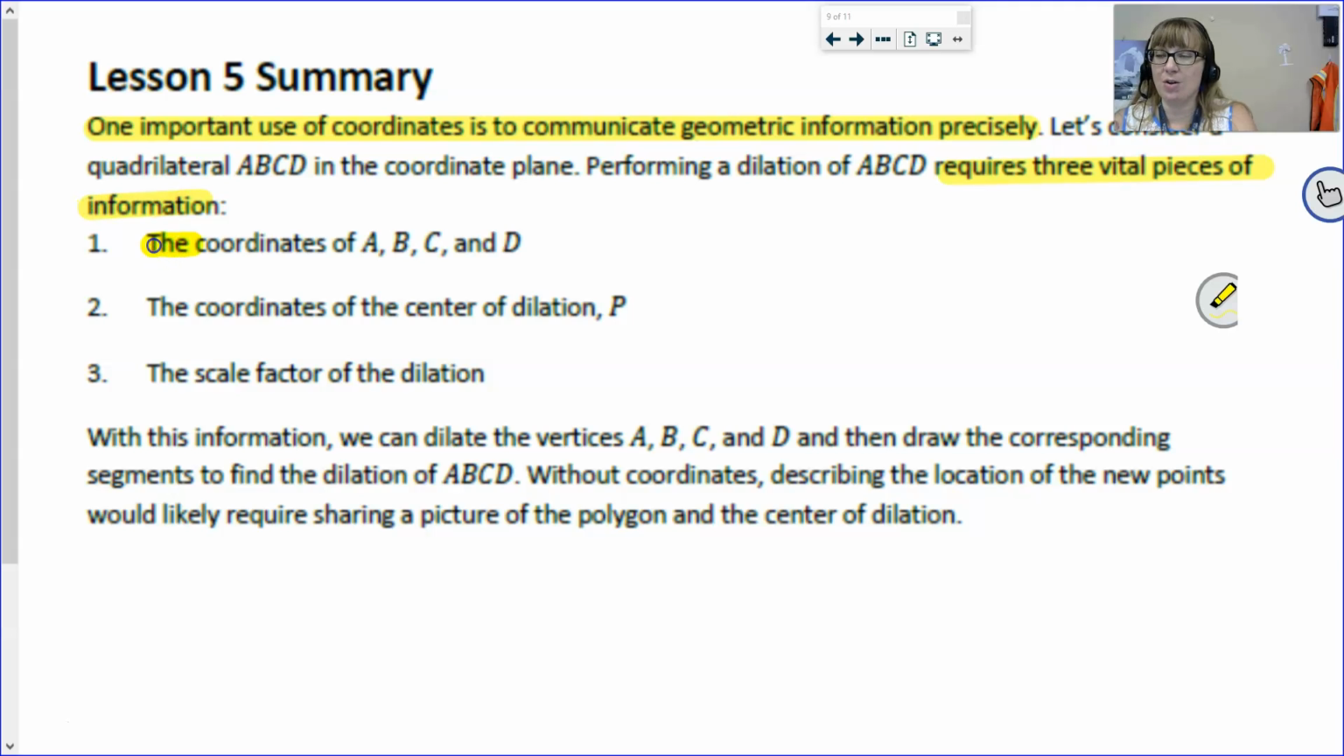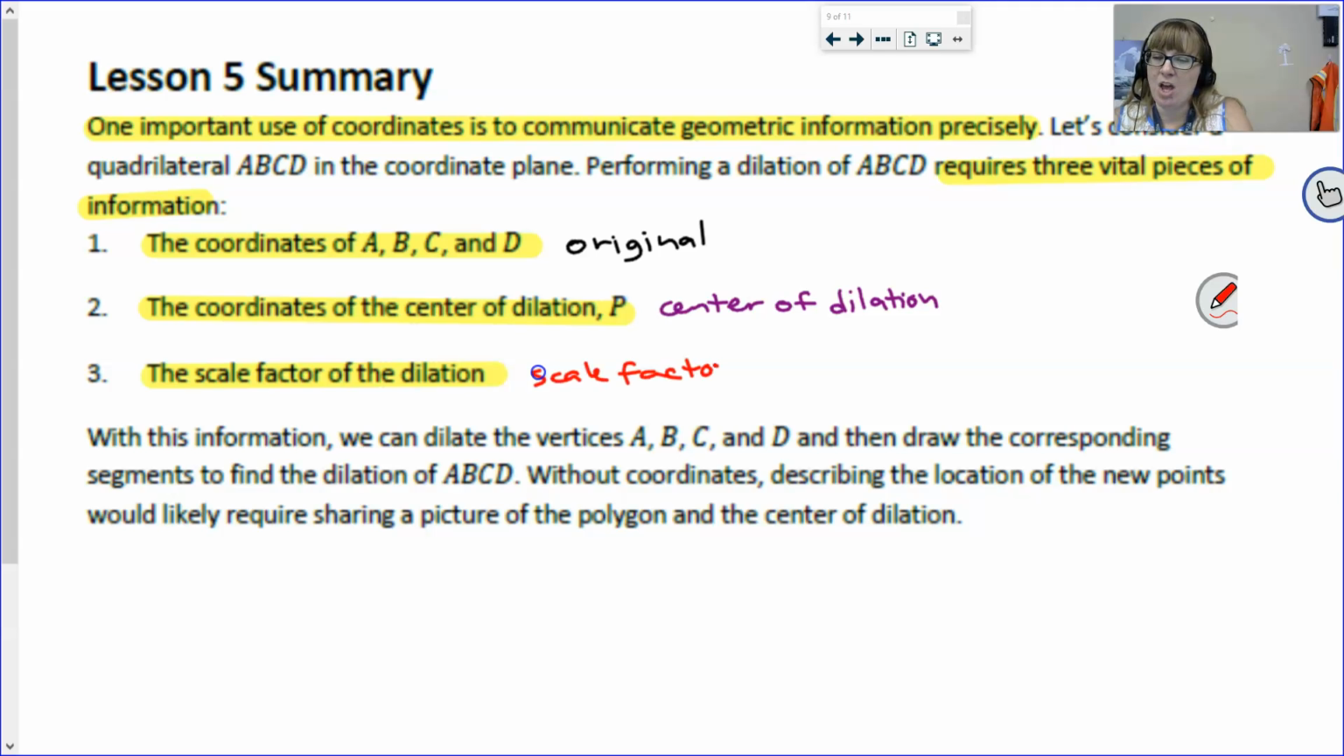The first are the coordinates of A, B, C, and D. This is one of those things that it just seems so obvious that we forget that we actually need it. We need to know the original information. We also need to know the coordinates of the center of dilation. And we need to know the scale factor of the dilation. Those are those 3 vital pieces of information.